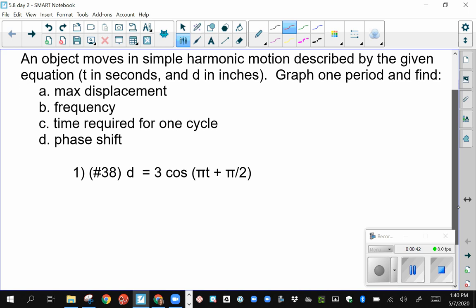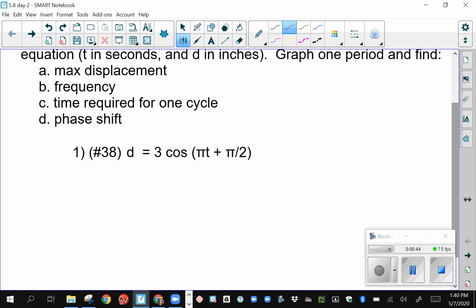So here is my first example, which is number 38 from the textbook. You guys are going to be doing some odds. So I'm going to start by first analyzing the equation to come up with the amplitude, the period change, if there is one, the phase shift, and the vertical shift, if there is one. So the amplitude is according to the A value. The A value is 3. It's positive, so we are not flipping in this particular problem.